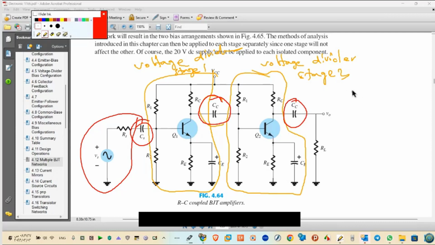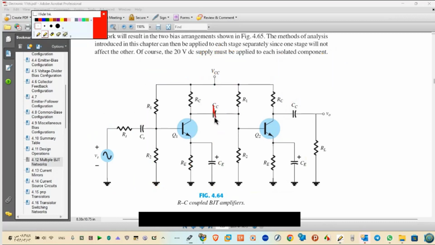So for that reason, we said RC. So we have R and we have C. The job of this capacitor is to isolate this stage from this stage. Isolate this stage from the output. Isolate the input from the first stage.